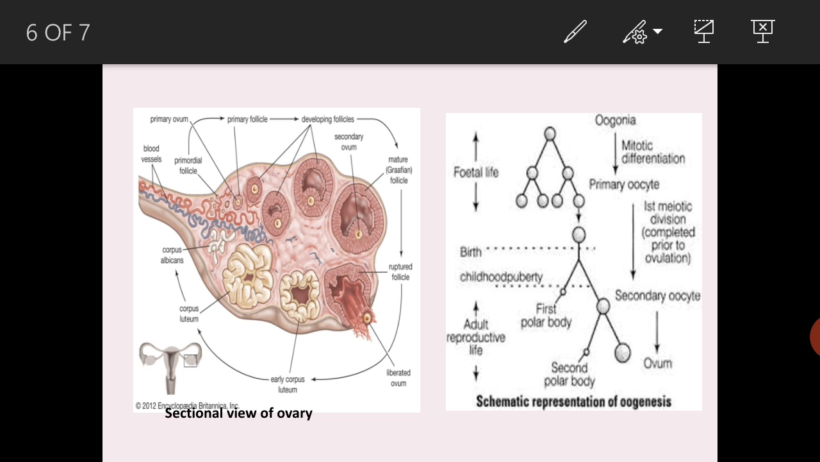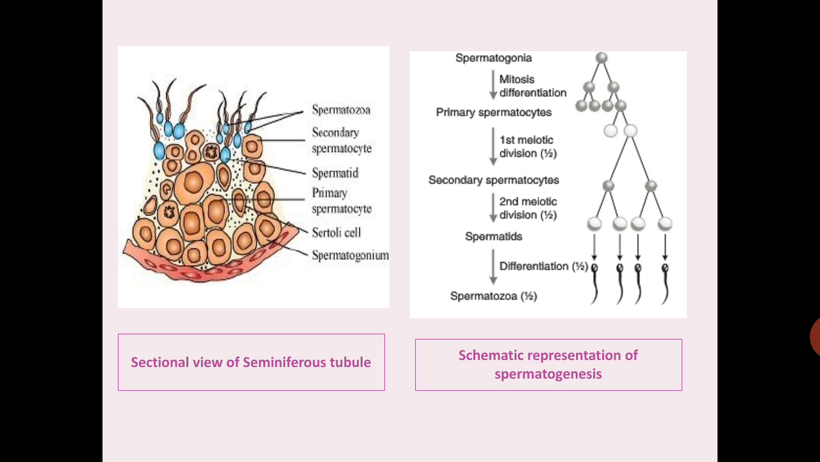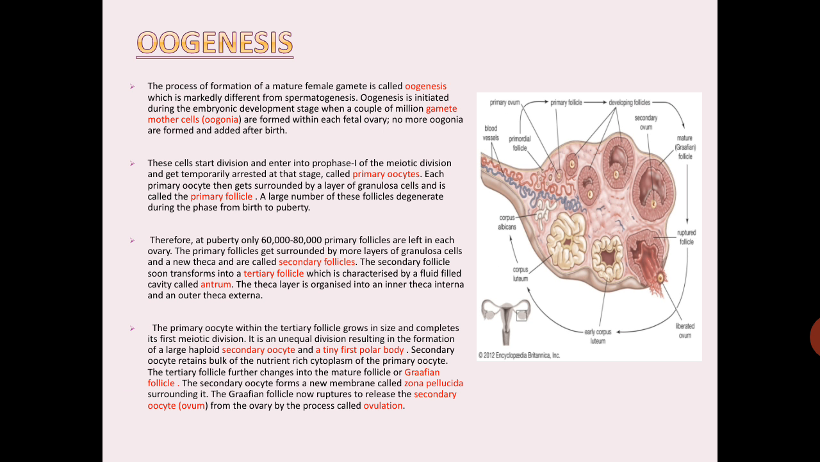Now, one second, we will first study about oogenesis and then we'll study about its schematic representation. The process of formation of the mature female gamete is called oogenesis, which is markedly different from spermatogenesis. So oogenesis is slightly different from spermatogenesis.